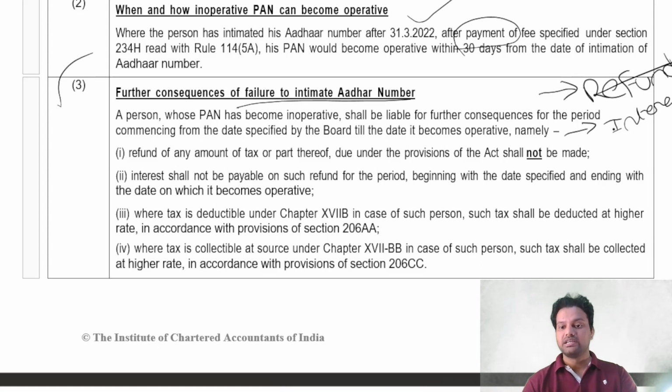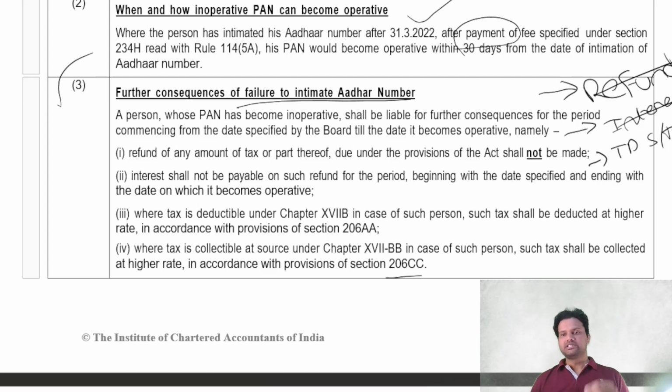Refund he won't get, interest on the refund also he won't get. Not only this, there are the TDS and TCS provisions. If you see the TDS and TCS provisions, there is 206AA as well as 206CC. This provision says that if the PAN is invalid, then a higher tax rate of 20% will be levied. So from 1st April 2022, whoever has not linked PAN and Aadhaar, the PAN is invalid, right? For that invalid PAN, 20% tax deduction will be applicable.